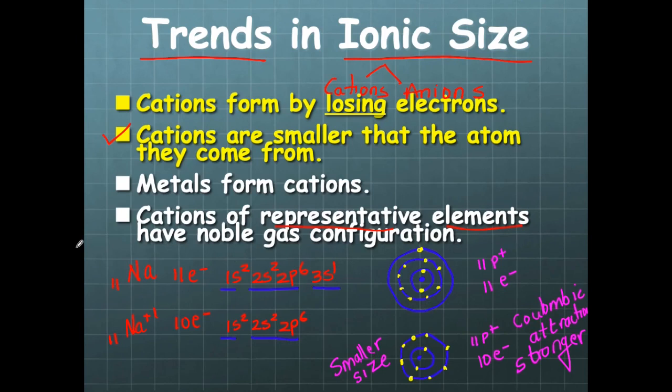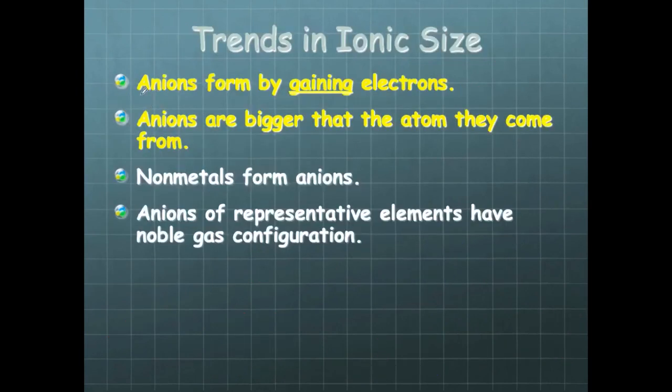Okay, now let's look at this statement here. The cations of representative elements. Sodium is a representative element. It is an A group element and would have noble gas configuration. So the cation here for sodium is +1. It has lost its one electron. Now it has 10 electrons. And if we look at this electron configuration, this is the same as the electron configuration of neon.